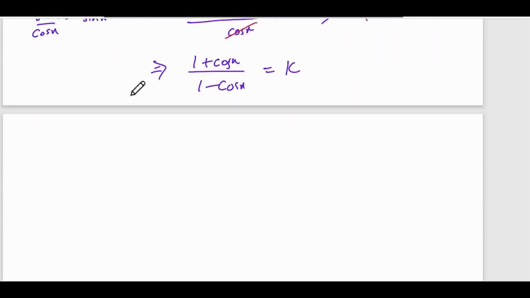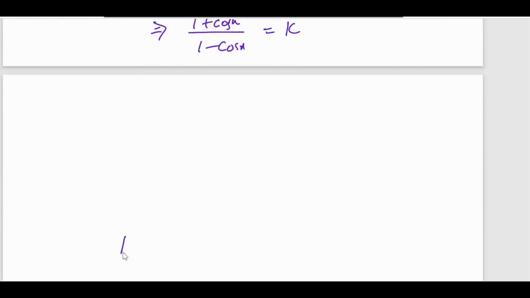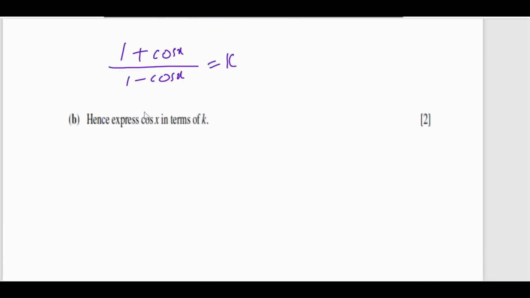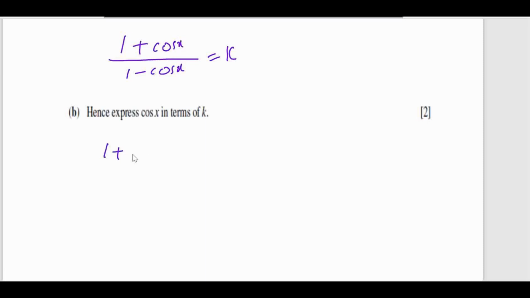Let's move to the next one, the B part. Hence express cos of x in terms of k. So we have to see the previous side. This one is 1 plus cos of x. Let me write it over here: 1 plus cos of x divided by 1 minus cos of x is equal to k. So we have to cross multiply it. So this will be 1 plus cos of x is equal to k into 1 minus cos of x, and 1 plus cos of x is equal to k minus k times cos of x.